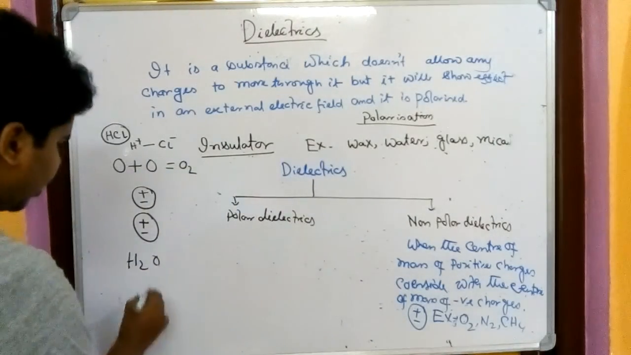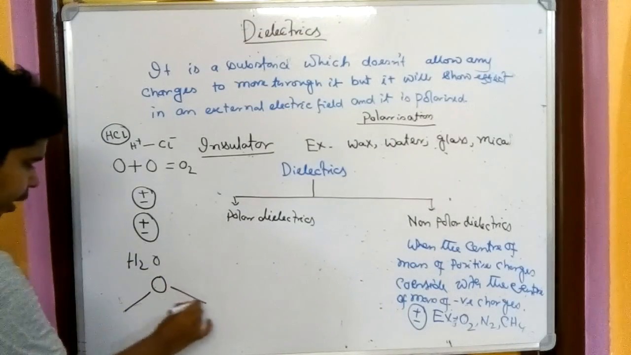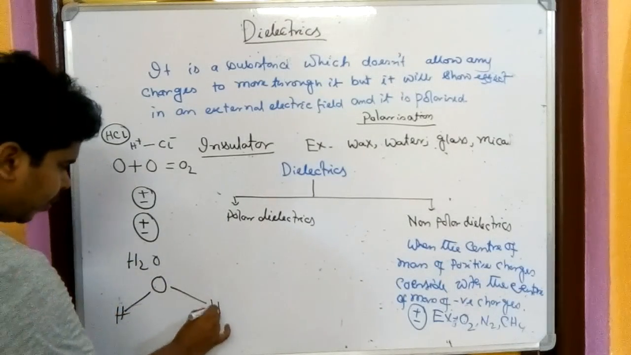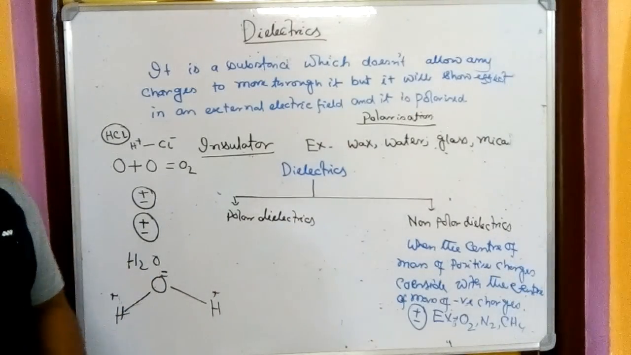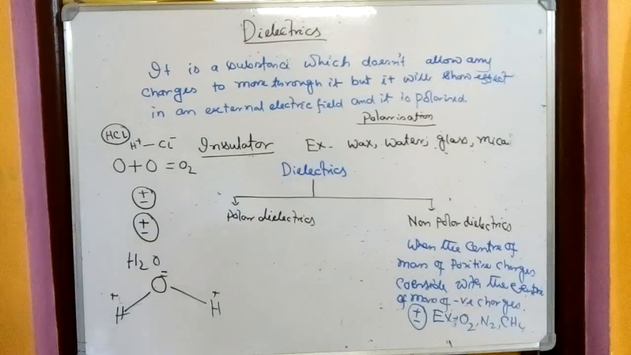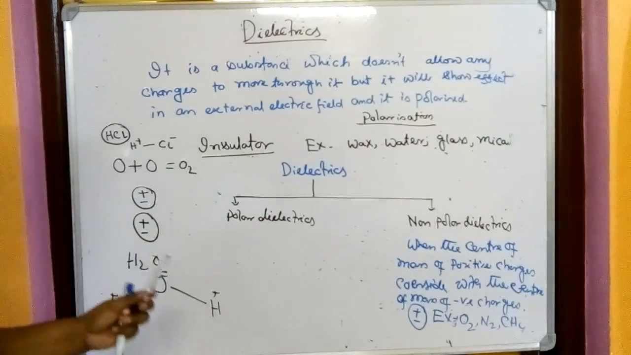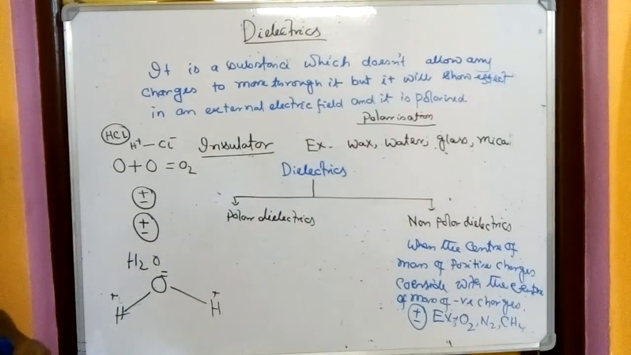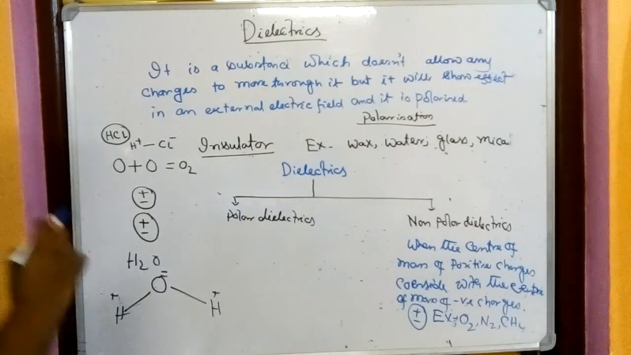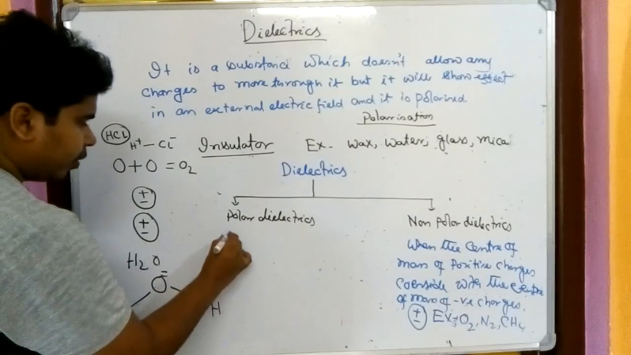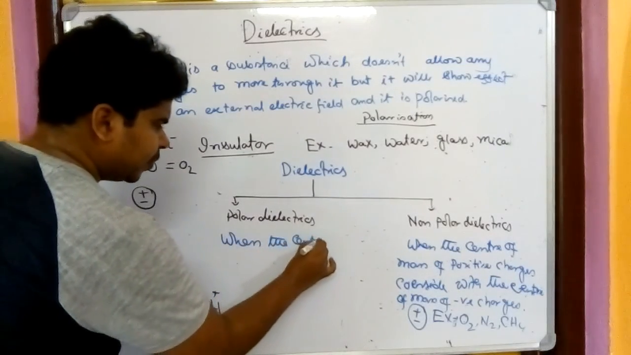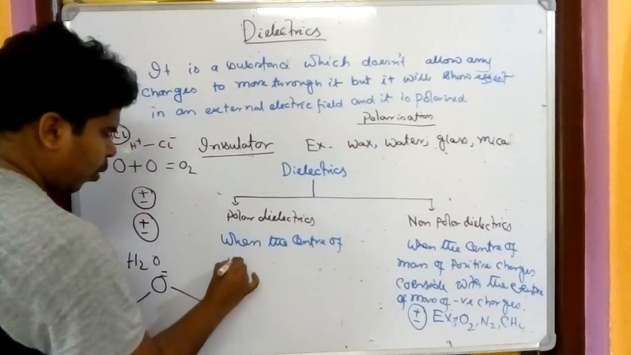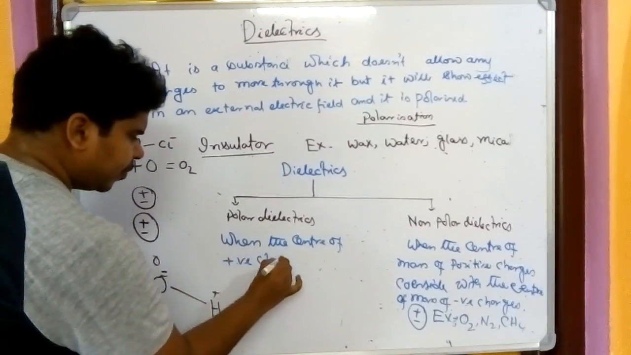That's why the confusion has come. Oxygen and here is 2 hydrogen. Here is plus, here is plus, here is 2 minus. So here you see an inbuilt pole is formed in this molecule, and that's why these are known as polar dielectrics.